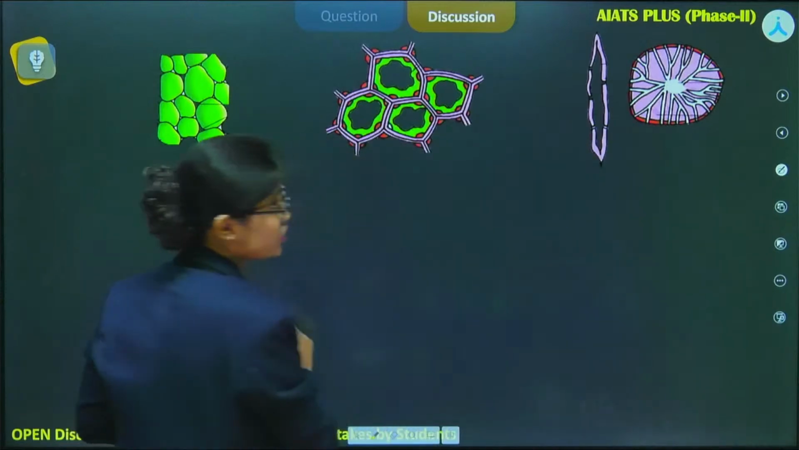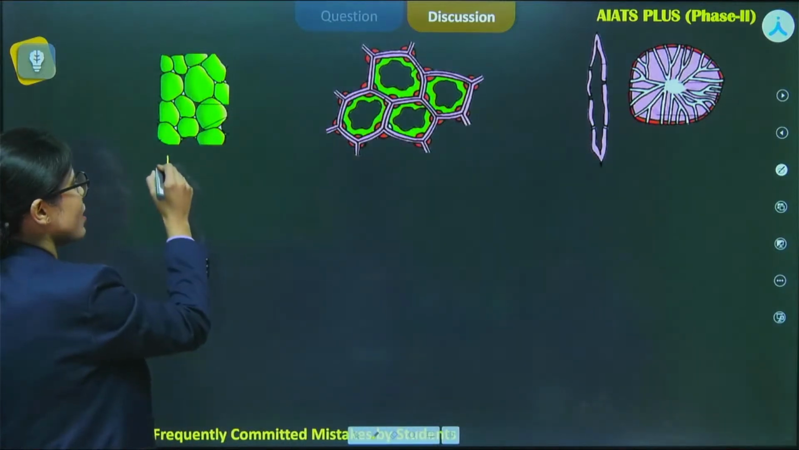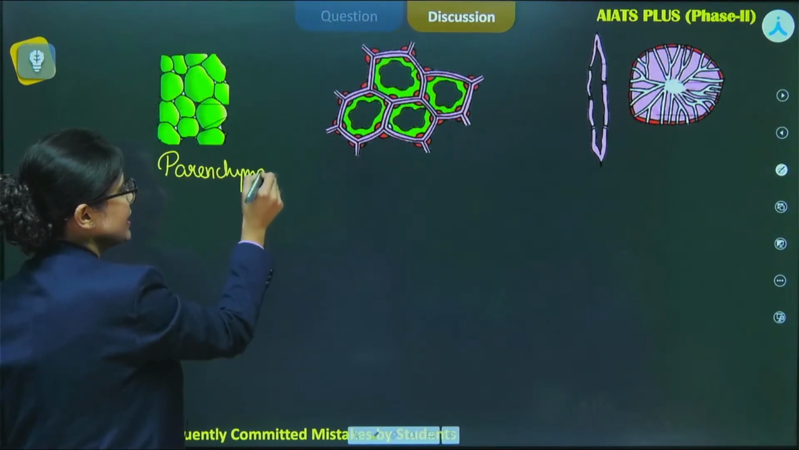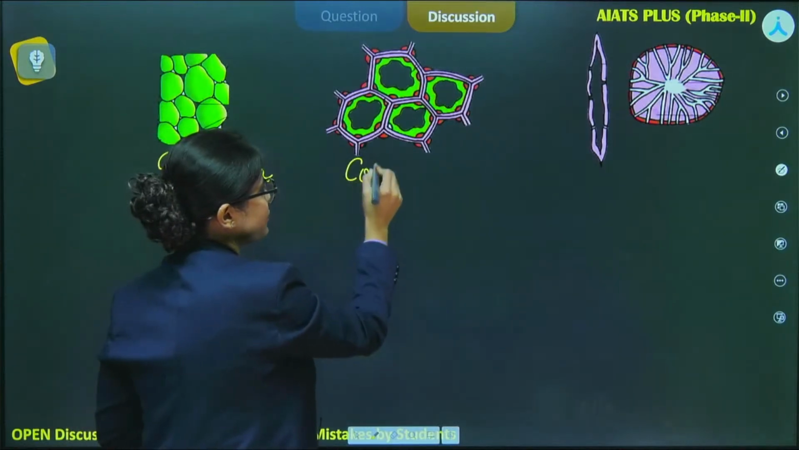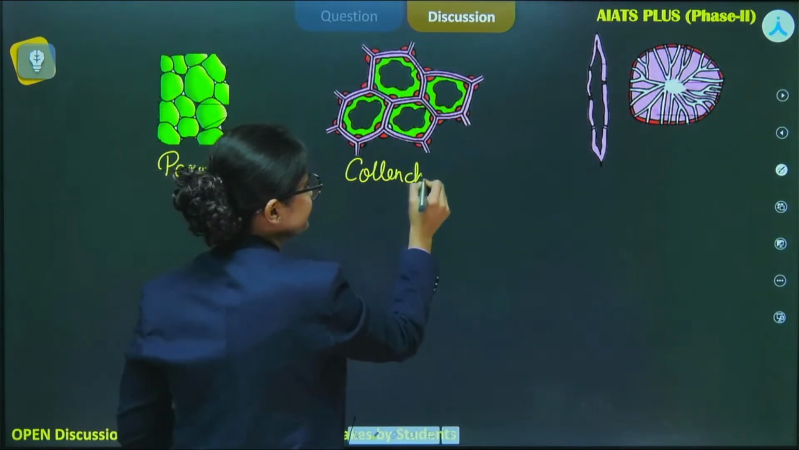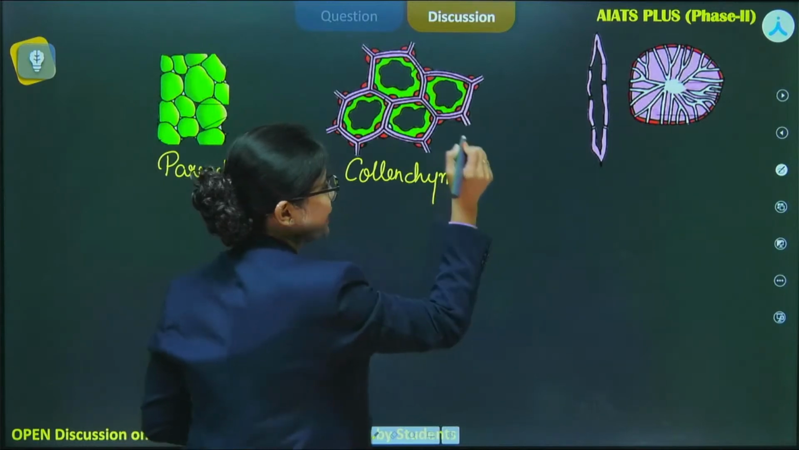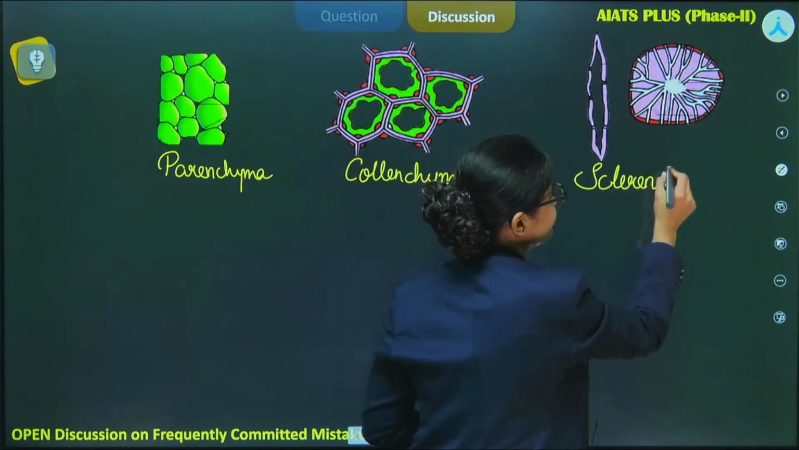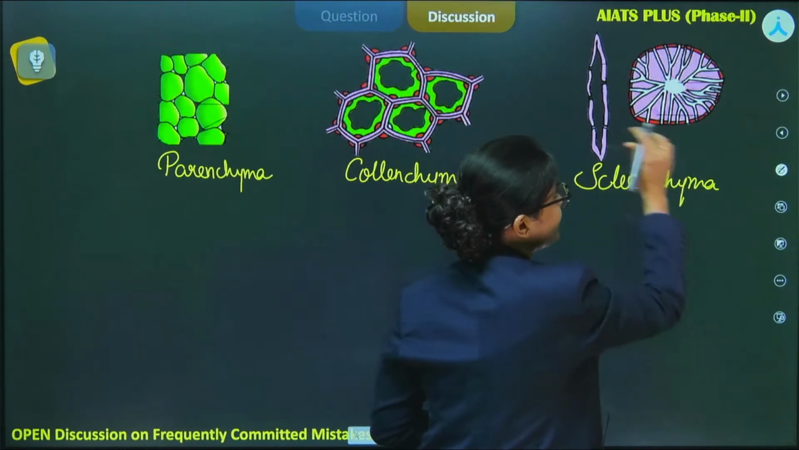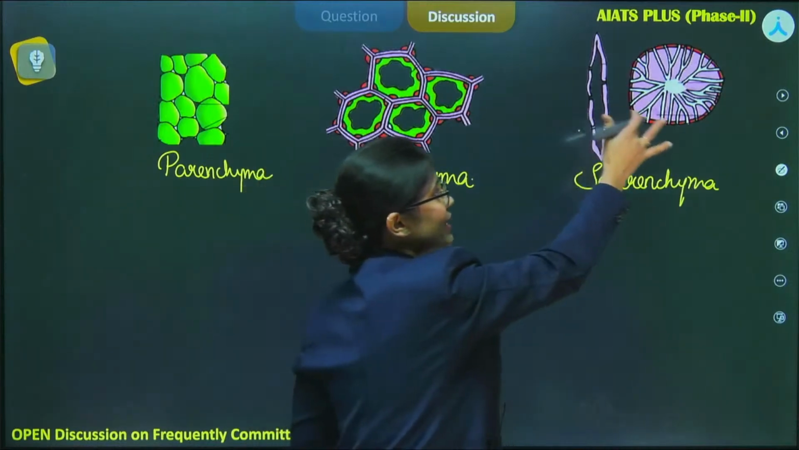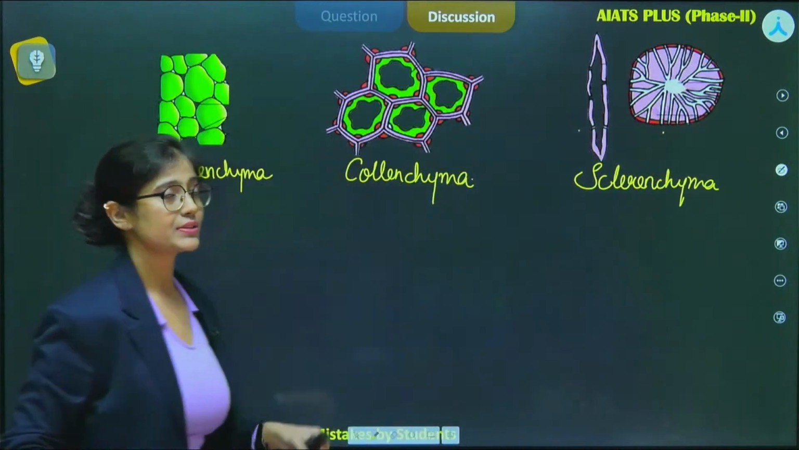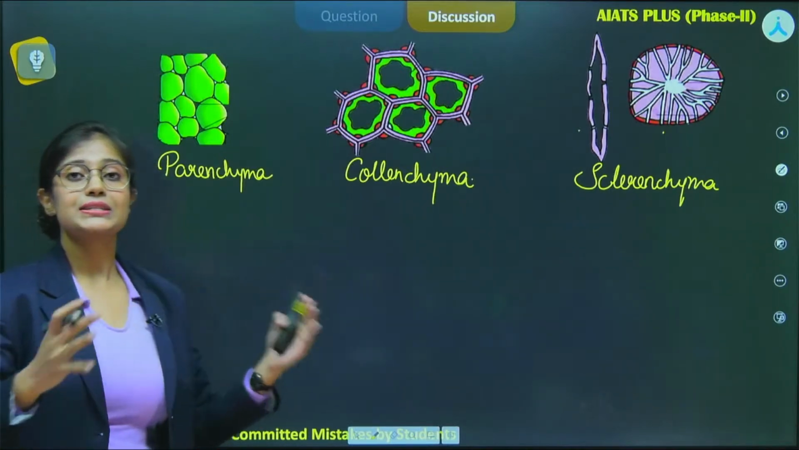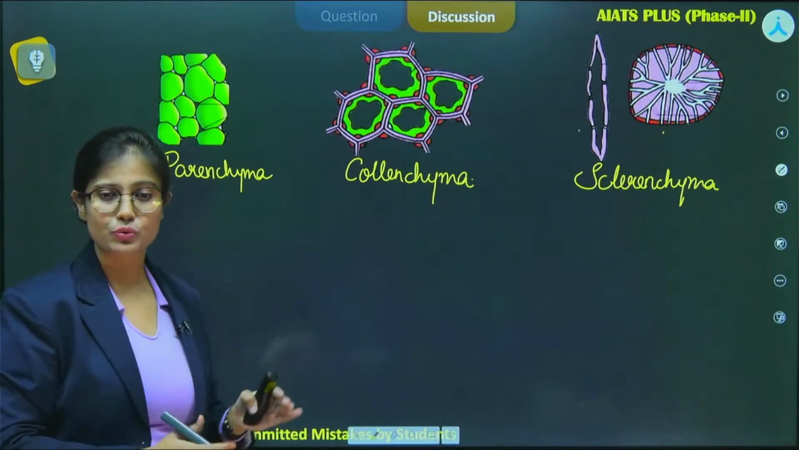The first picture, a very beautiful picture, is of parenchyma. The next image is of collenchyma. This picture is of sclerenchyma. These two are basically types of sclerenchyma. This one is fiber, and these are generally found in the fruit walls, sclerites. Now, let's see the features, the type of cells, how the cells actually are in these types of tissues.